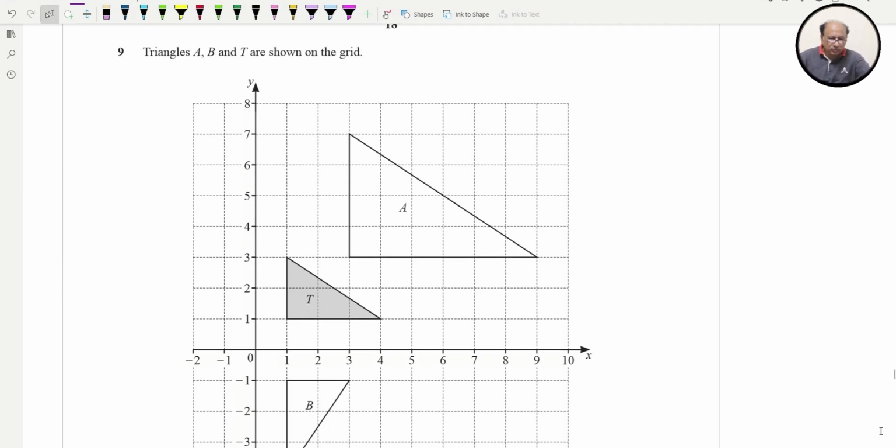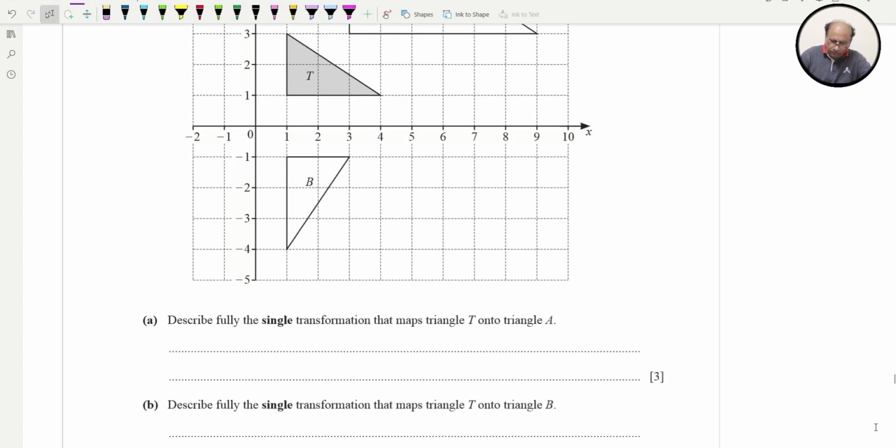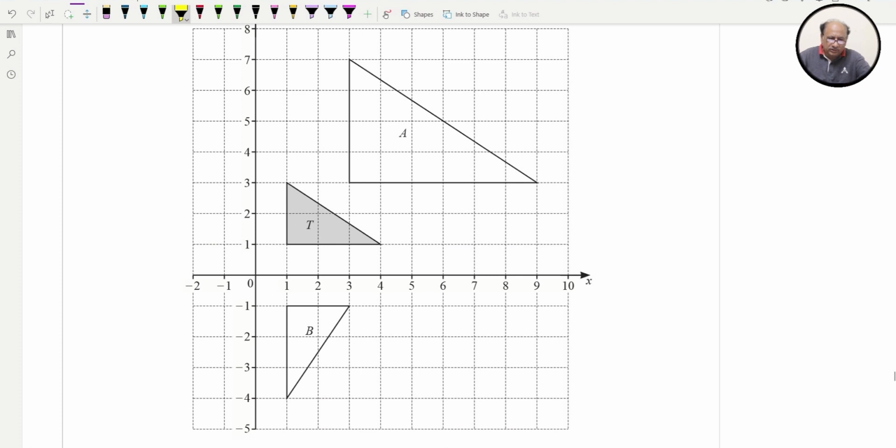Now we can move to the next question, question number 9. Question number 9 says triangles A, B, and T are shown on the grid. A part, describe fully the single transformation that maps triangle T onto A. Basically, this is an enlargement. We can see that this triangle is increased, so A is bigger than T. Now we have to find the center of enlargement also, and for the center of enlargement we will be drawing lines touching the vertices, and this one we can draw, and we can draw another line like this one, and the third line which we are drawing to join the vertices is this one. So the center of enlargement is basically this one, which is -1, -1.